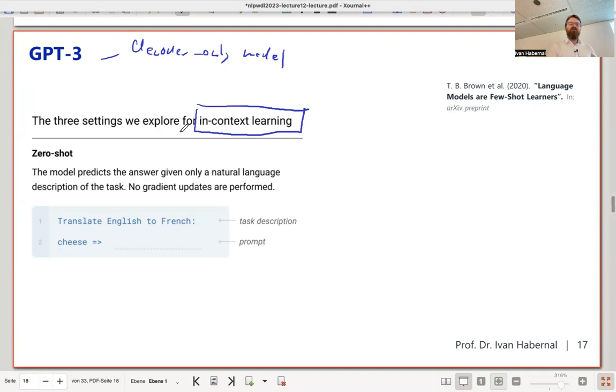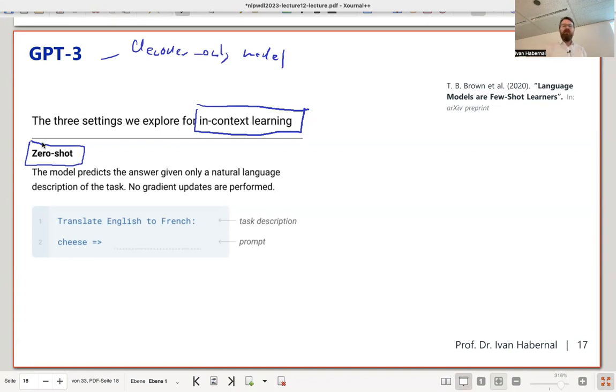There's something which they call zero-shot. What does it mean? Like the saying, you have just one shot, one try. You try once and then you have to fly. Here, well, you have no chance: zero shot. I don't show you anything and you should solve the task.